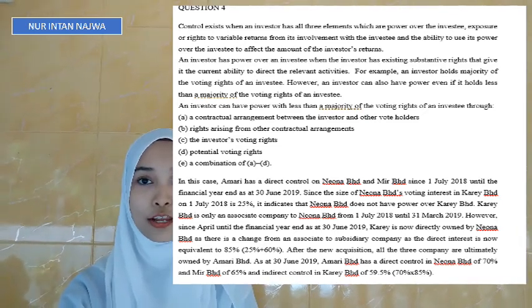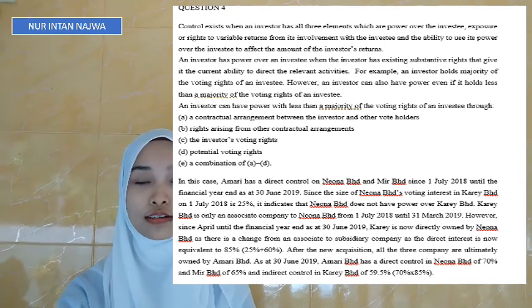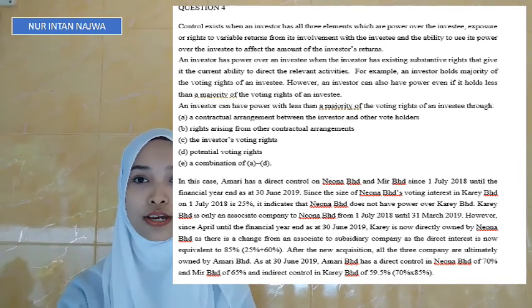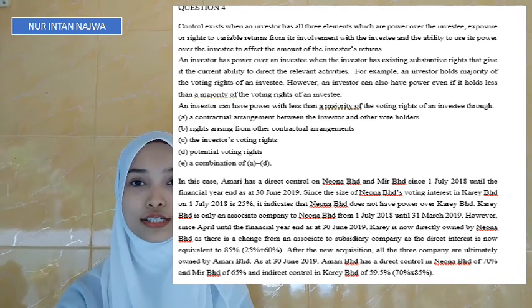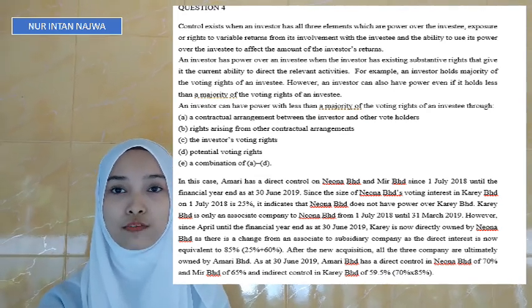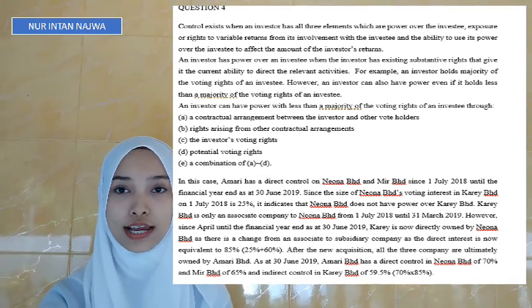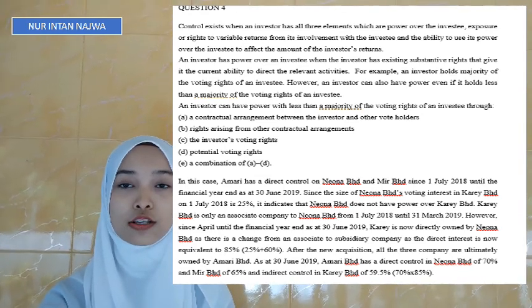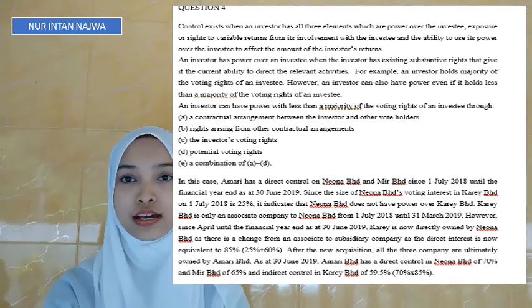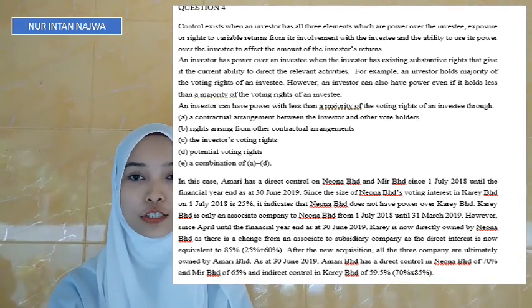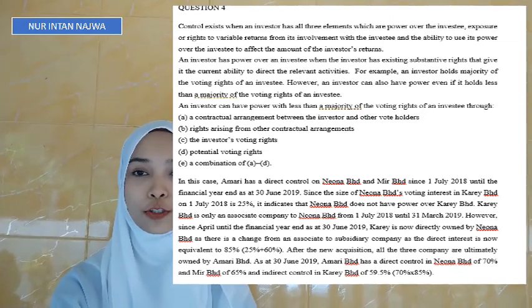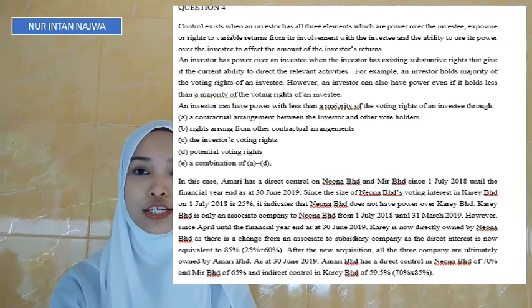For example, an investor holds the majority of the voting rights of an investee. However, an investor can also have power even if it holds less than a majority of the voting rights of an investee. An investor can have power with less than a majority of the voting rights through a contractual arrangement between the investor and the other vote holders, rights arising from other contractual arrangements, the investor's voting rights, the potential voting rights, and any combination of A to D.